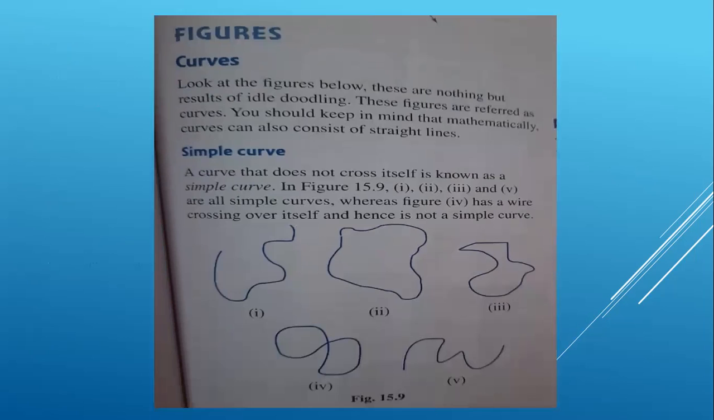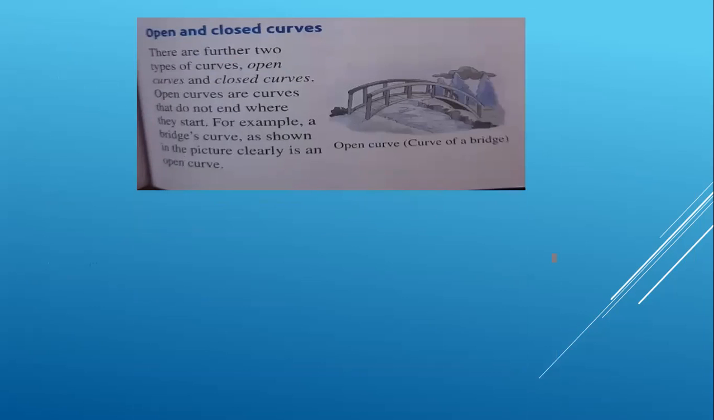Then we have the topic curves. Curves, you can see in the figure, are simple, and they may be open or closed. The curves can be open and can be closed also. So an open curve means a curve which is open and not closed from either side.